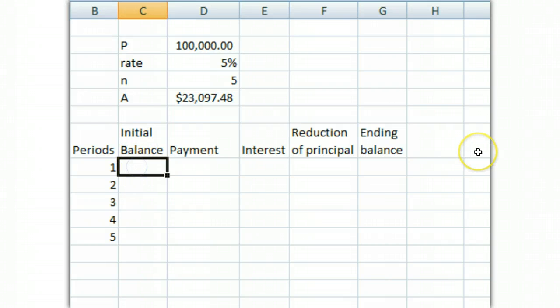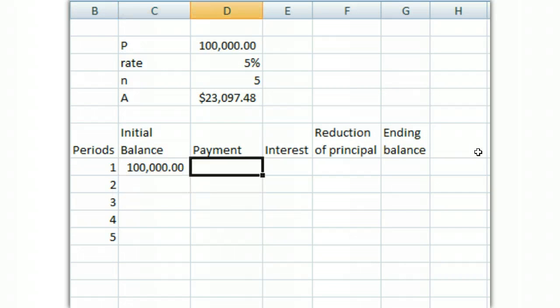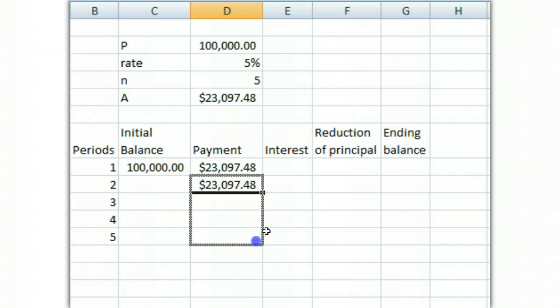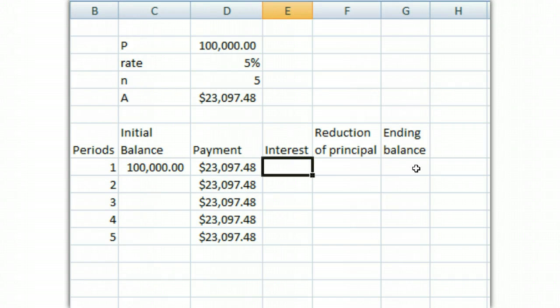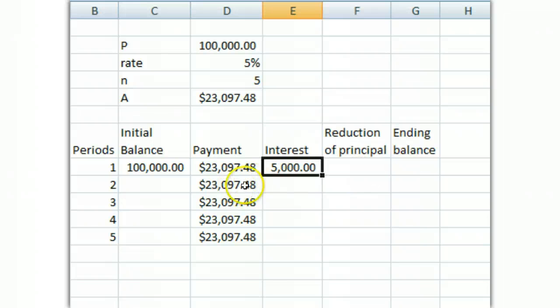Okay, so the initial balance will be always the initial balance that we have here, and the payment is always going to be that payment, and let's consider that to be fixed, so I can always make reference to that same amount. And the interest is going to be the interest rate, in this case 5%, times the initial balance at the beginning of the period. And I can copy that formula.